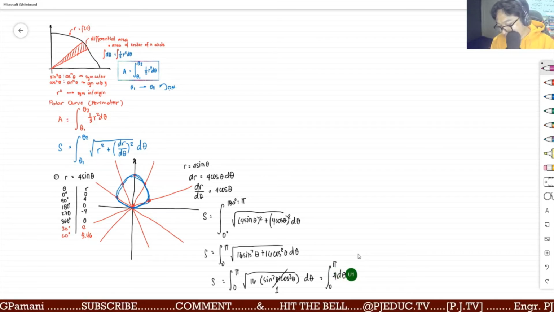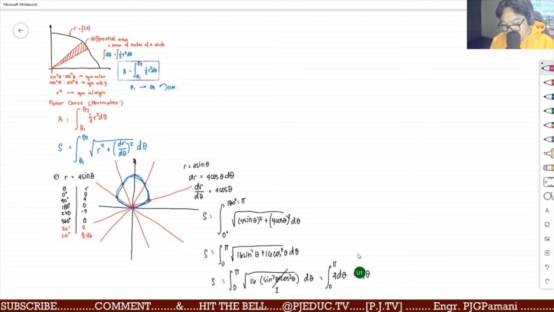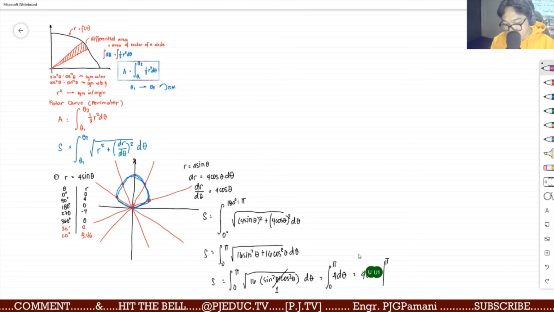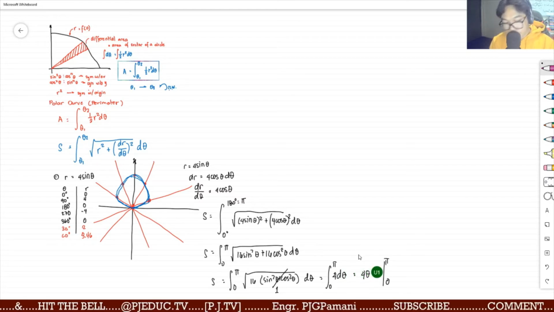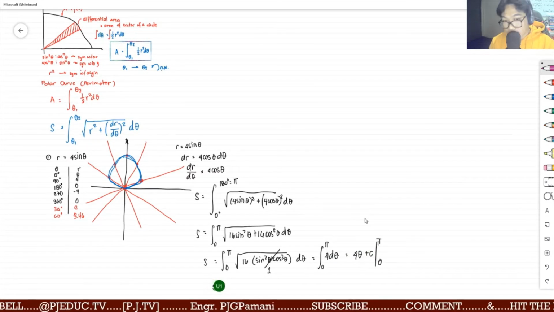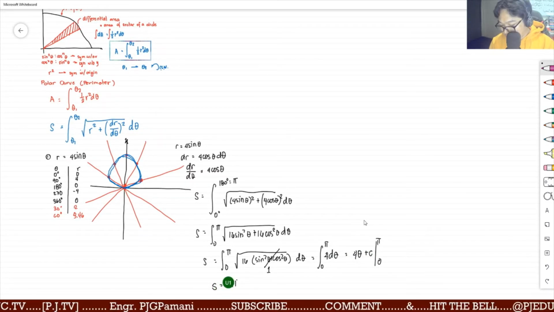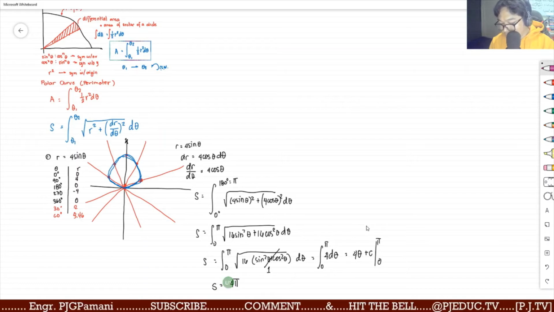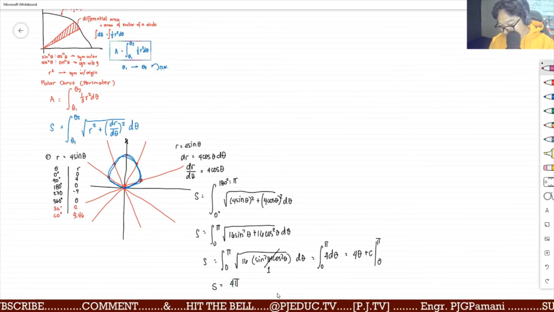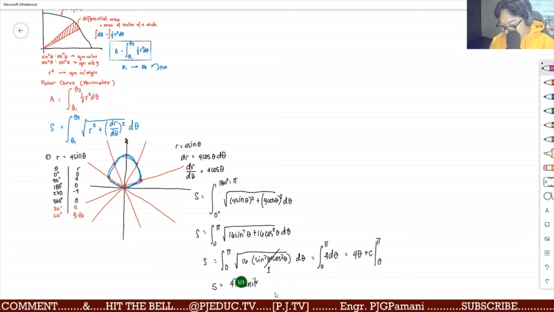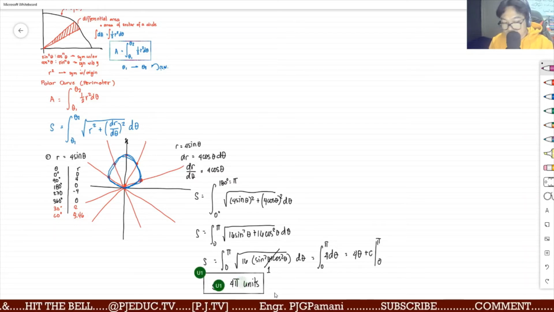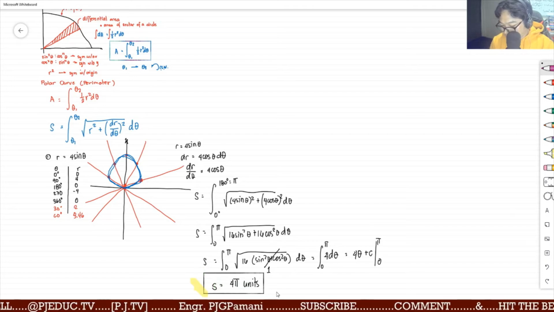Integral, that is 4 theta plus c, upper limit, lower limit. Then your perimeter simply equals 4 pi plus 0 or minus 0. So that is 4 pi units. So yan na yung ating perimeter. Final answer.